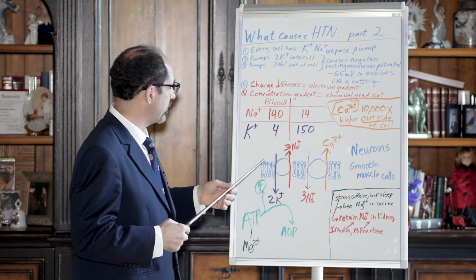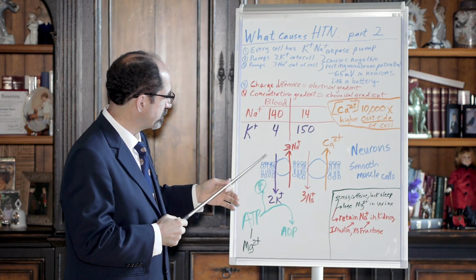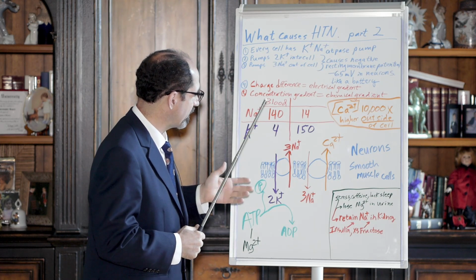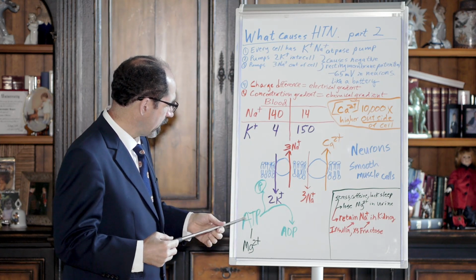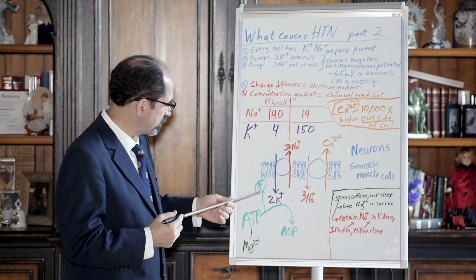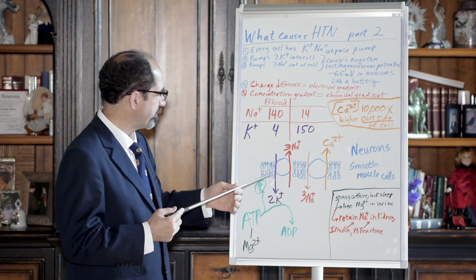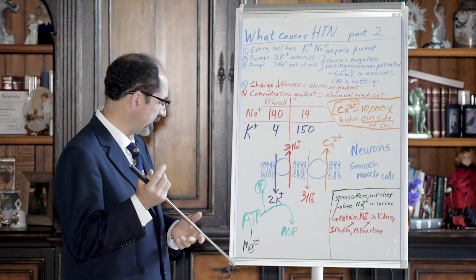All right, so the potassium, sodium, ATPase pump pumps 2 potassium into the cell and 3 sodium out of the cell. This ATP is then split. It splits off a phosphate, and the ATP becomes ADP as part of this pumping mechanism. So it requires energy from ATP.